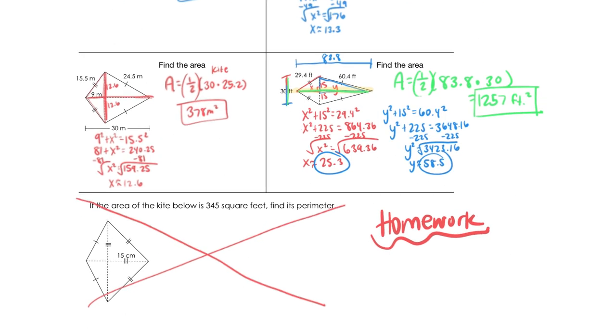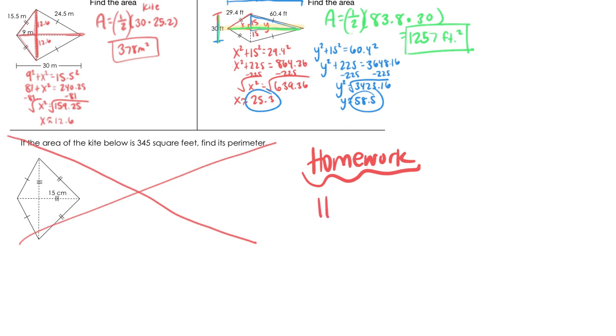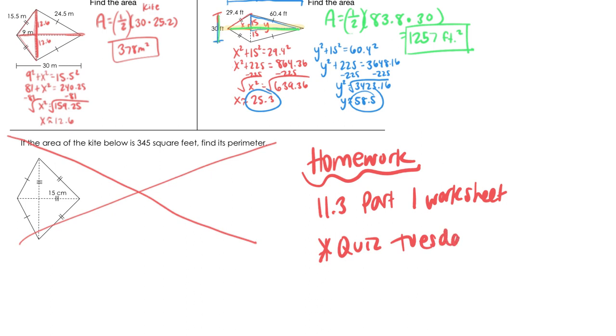So this is 11.3. It says part 1. I think your worksheet does too. So they will pass it out right now. And then just the reminder, you have a quiz on Tuesday. So the plan for Monday is to review for that quiz.